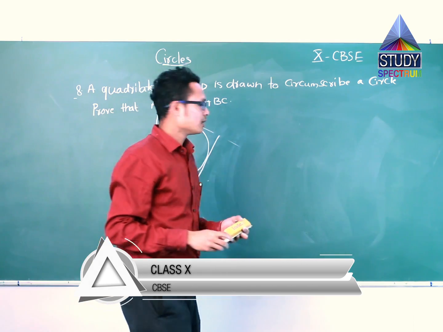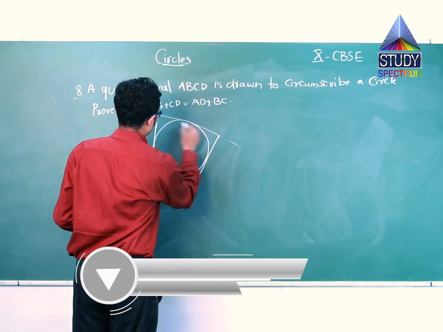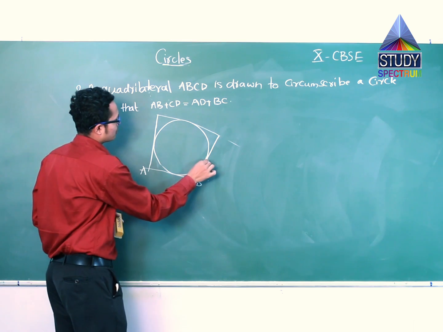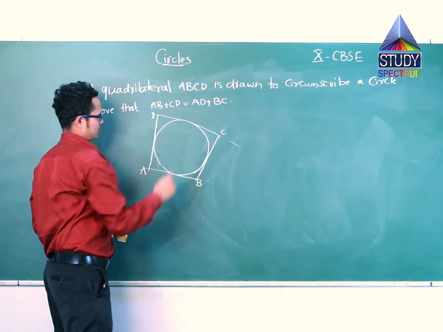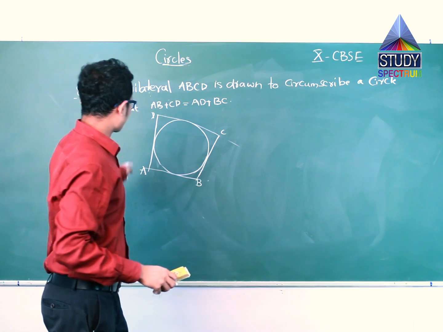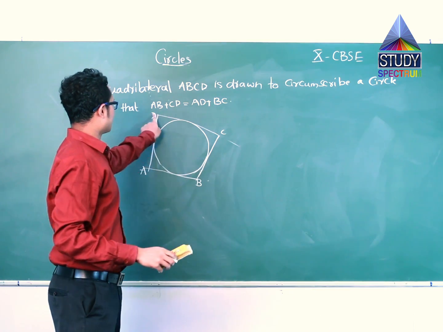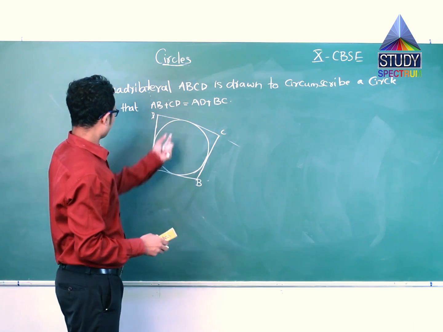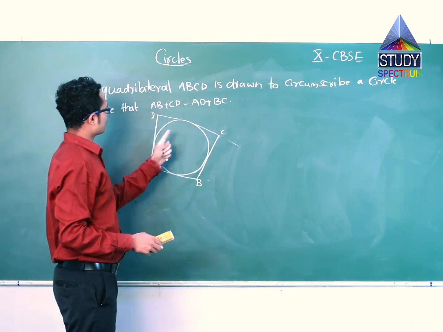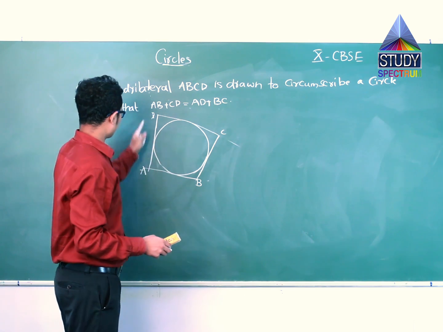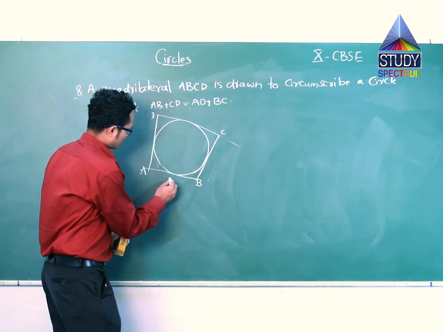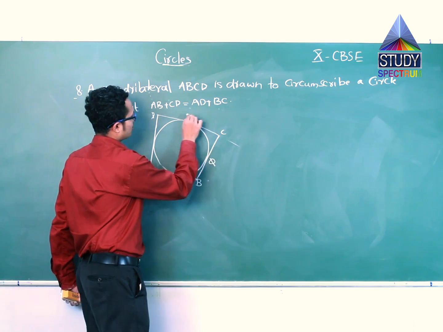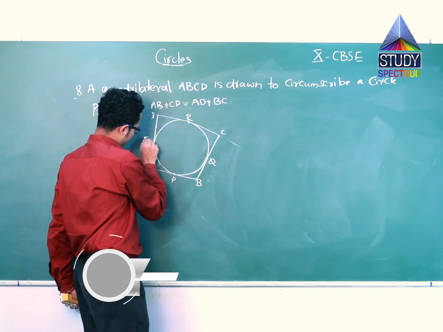Let me write the letters now here. Say A, B, C, D. So this is a quadrilateral. ABCD is a quadrilateral, and there is a circle within the quadrilateral, and you have to prove that AB plus CD is equal to AD plus BC. Let me indicate the touching points as P, Q, R, and S.